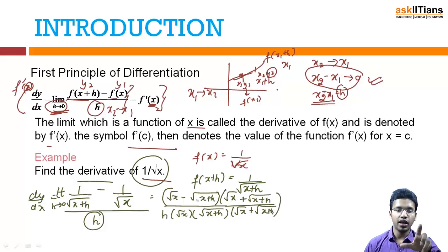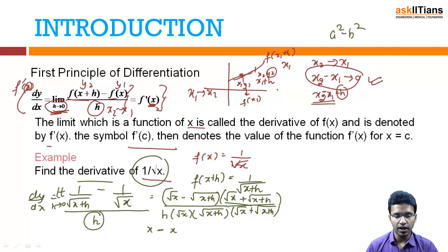Now I can see that this identity will give me a square minus b square. So this in turn will give me x minus x, and that will be minus h. This will get cancelled out, and in the denominator, this h will get cancelled with this one, and then we can obviously put h is equal to 0.